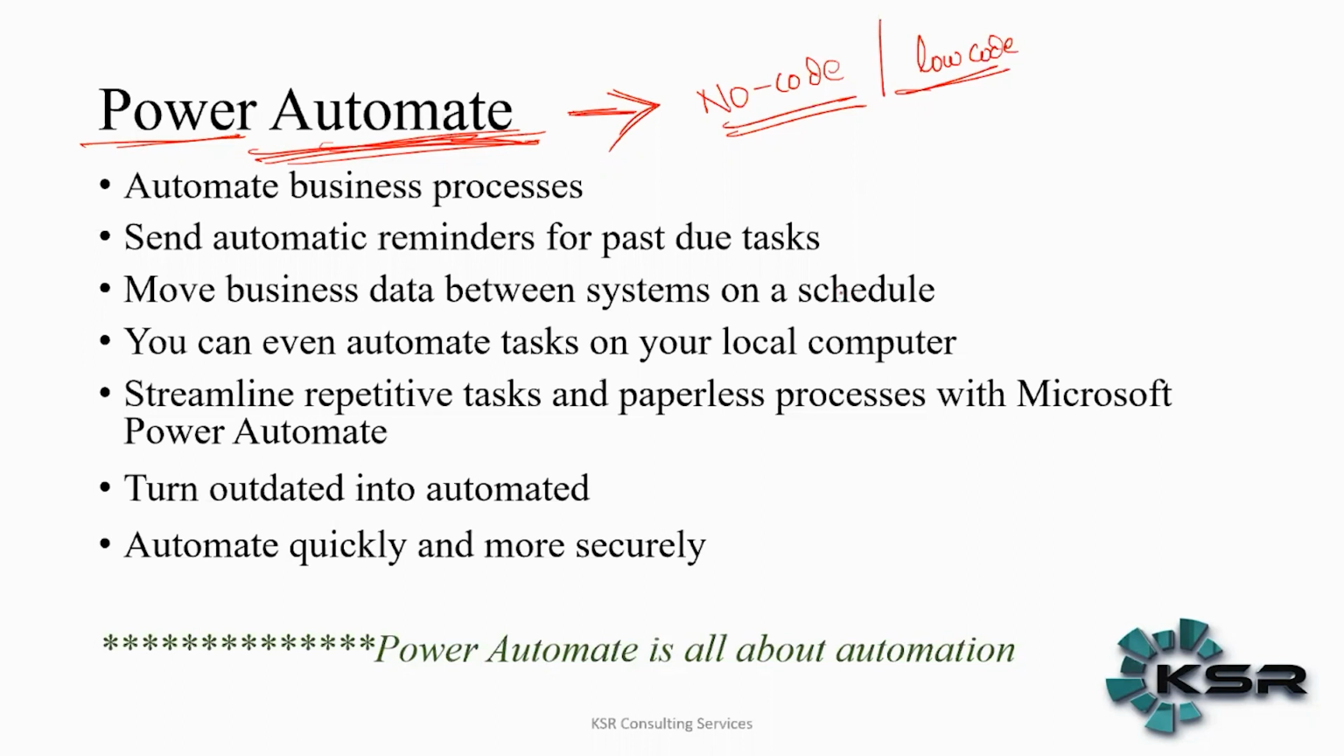Power Automate is used to automate tasks. It can be anything: sending automatic reminders, moving data, scheduling refreshes, or even automating tasks in your local system. Any repetitive task which doesn't require manual intervention can be automated. This is about Power Automate.